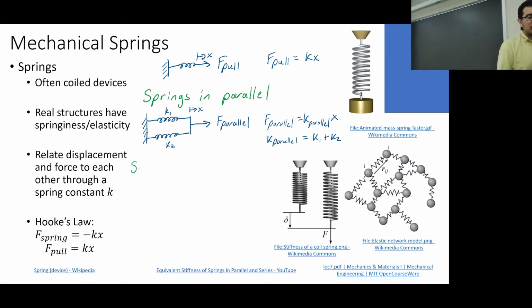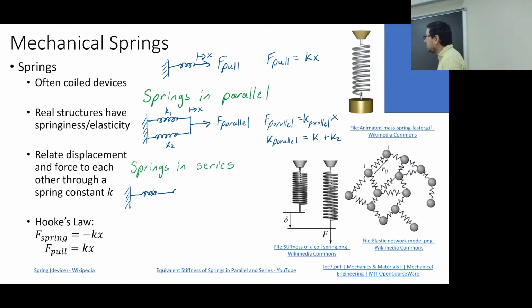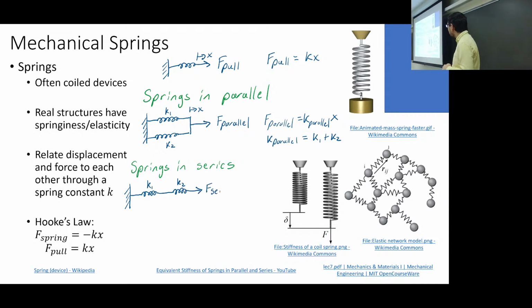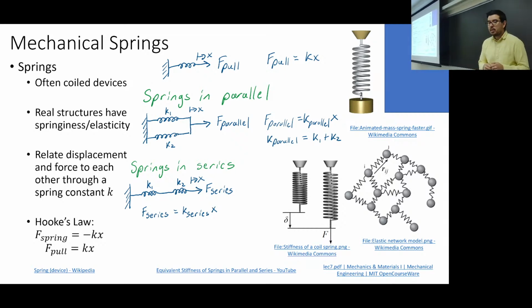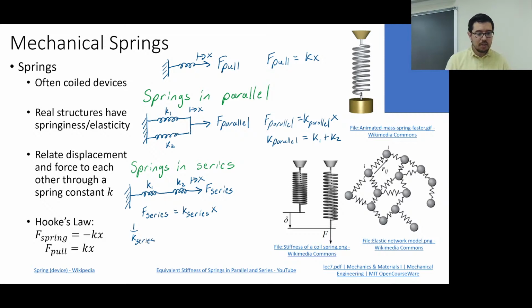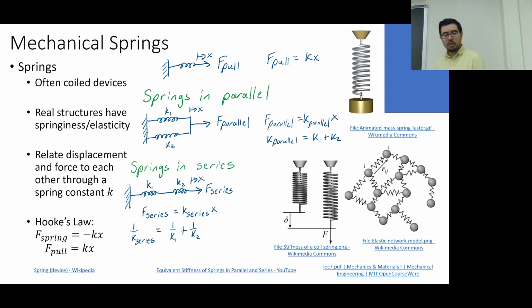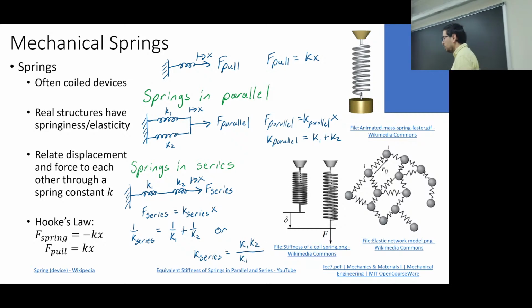So with springs in series, we write them like this. And just like the resistors in parallel, the effective value goes down. Okay? So we have another expression: 1 over k series is equal to 1 over k1 plus 1 over k2. And another way to write this is k1 k2 over quantity k1 plus k2.